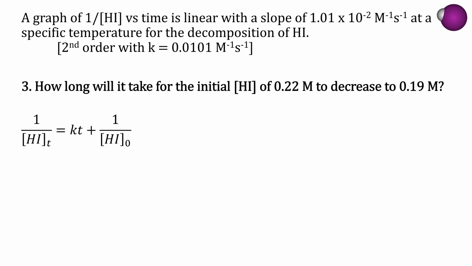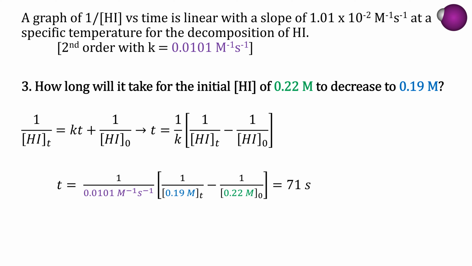The third problem we'll solve is determining how long it will take for the initial concentration of 0.22 molarity to decrease to 0.19 molarity. To do this, we will use the second order integrated rate law equation as shown here. However, we will need to change this equation to solve for T. The rearrangement to solve for T yields 1 over K times the quantity of 1 over HI concentration at time T minus 1 over HI concentration initial.